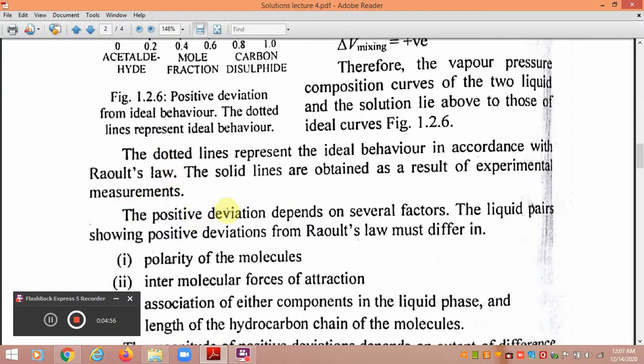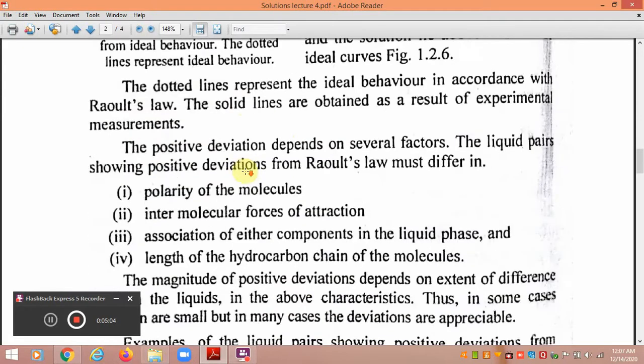This is very simple. And the dotted line, as I already told, indicates the behavior in accordance with Raoult's law.